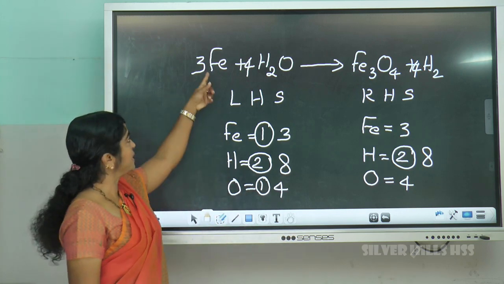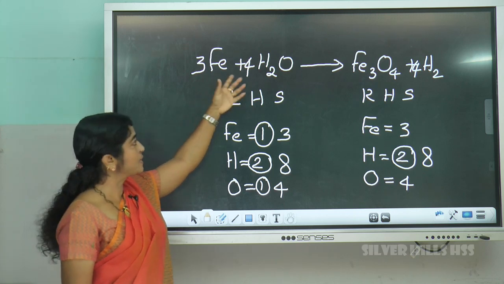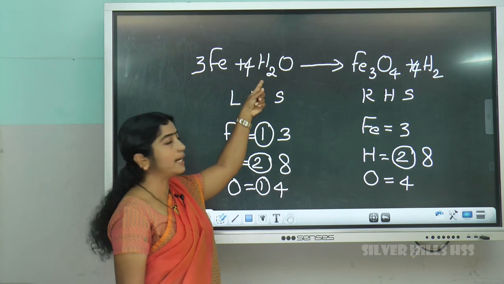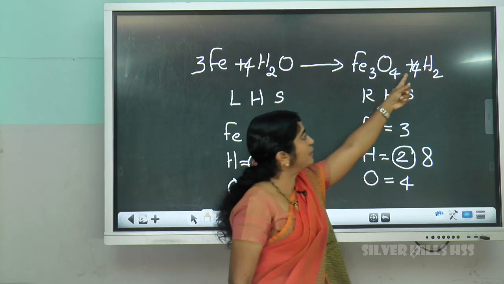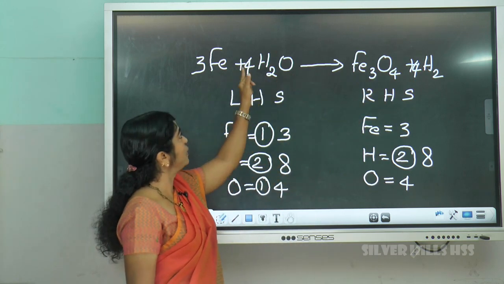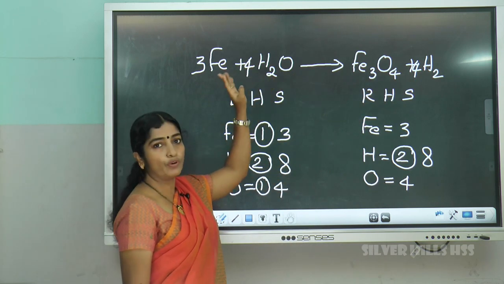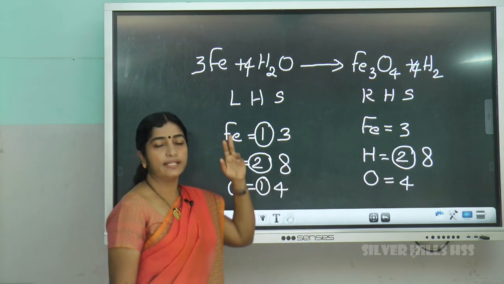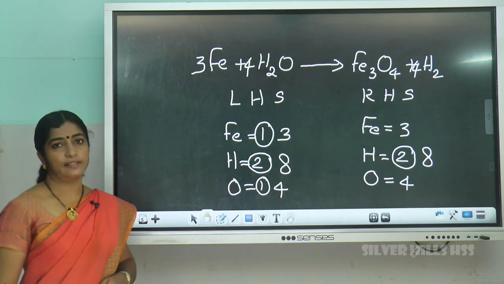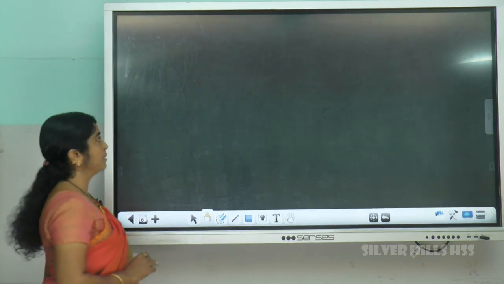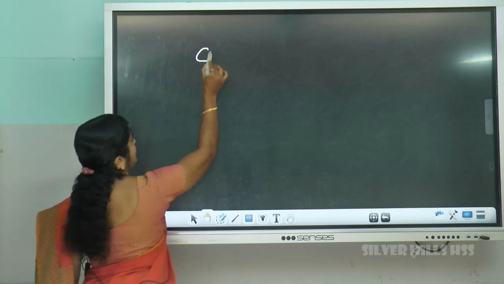See, 3 iron atoms are there, here 3 iron. And how many hydrogen? 8 hydrogen atoms. The right side also has 8 hydrogen atoms, 4 into 2. And on the left side how many oxygen? 4 oxygen, 4 into 1, 4 oxygen atoms. And the right side also has 4 oxygen atoms. It's a balanced equation. And let us consider one more equation, the last equation, that is the burning of methane.